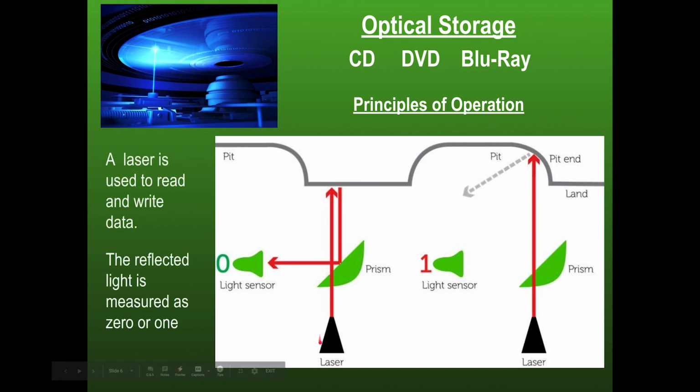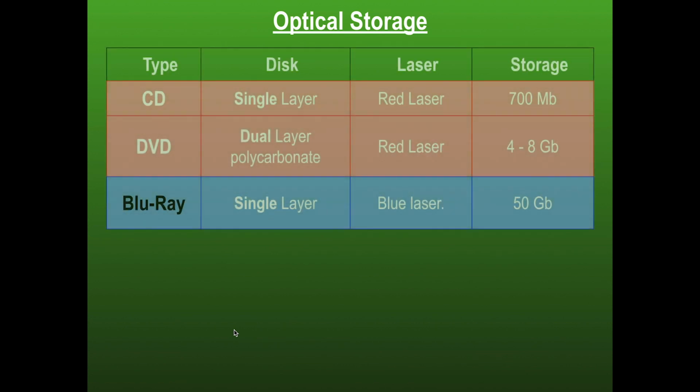Whereas if it is a land which is flat, then it will reflect right back, hit the light sensor, and then that can be measured as receiving light. Now, each storage disk is a little bit different from each other, and so you might want to memorize this table to help you during an examination.